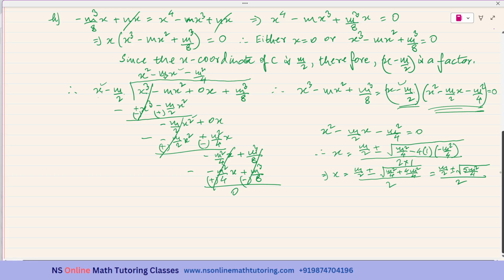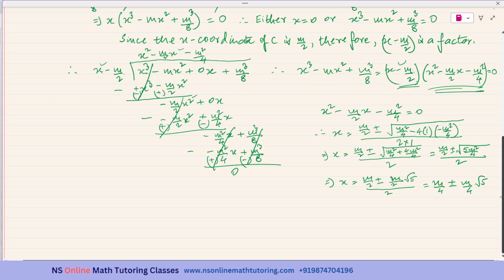So this implies x equals m over 2 plus minus, and there is the 4 in the denominator and it is within the square root, so I can take out the half and I can take out m also. So it is m over 2 and root 5, divided by 2. So this is equal to m over 4 plus minus m over 4 root 5.